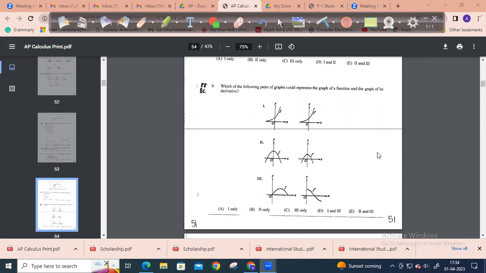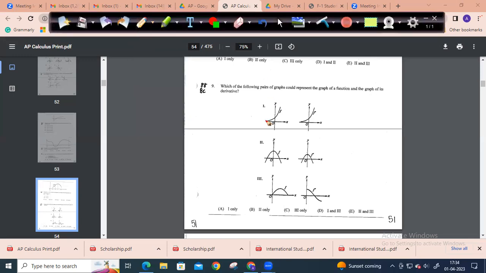Let us see. C is 3 only, D is 1 and 3 only. So definitely D for Delhi should be your answer. Why D for Delhi should be your answer? When you see, they're asking the relationship between f and f dash. So is f an increasing function? F is a clearly increasing function in this case, means f dash x should be positive. So f dash x is also positive, which is satisfying this requirement. So 1 should be 100% correct.